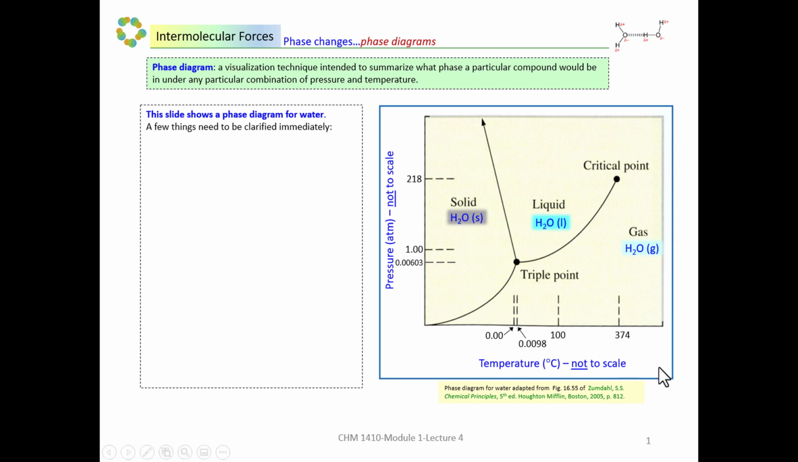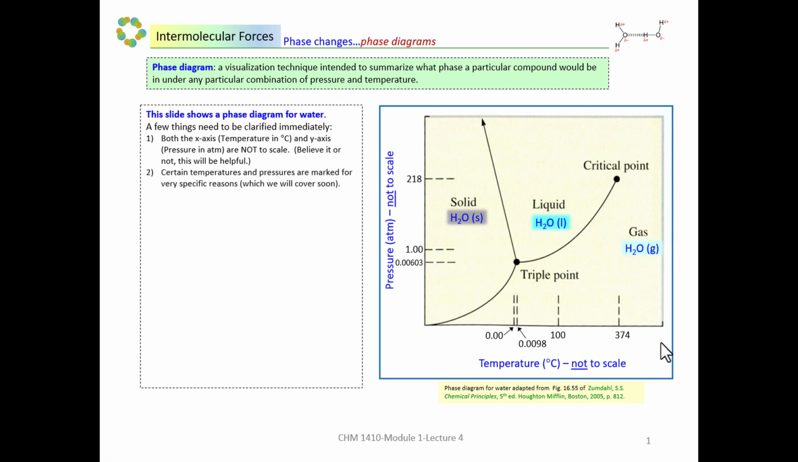So let's look at some specific things about this phase diagram. The first thing is you'll notice that both the x-axis, the temperature axis, and the y-axis, the pressure axis, are not drawn to scale. The markings are not evenly divided. This actually will work to our benefit. Certain temperatures and pressures are marked for very specific reasons. We'll cover all of these soon.